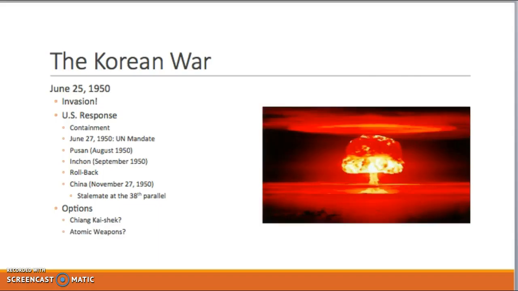Others argued that rather than unleashing Chiang Kai-shek on the Chinese, what should be done is the United States should use its atomic bomb on both North Korea and even possibly the Chinese. This great weapon, the argument was, would convince both the North Koreans and the Chinese that they couldn't resist the Americans and that they should give up.